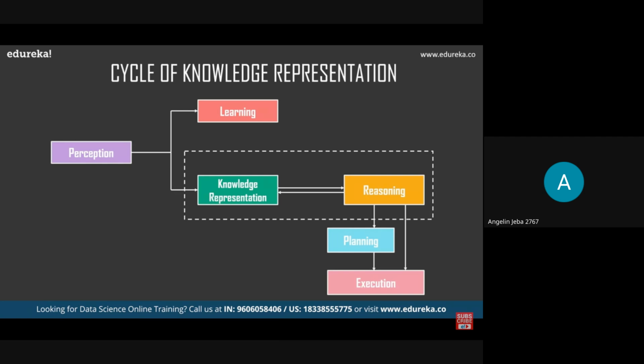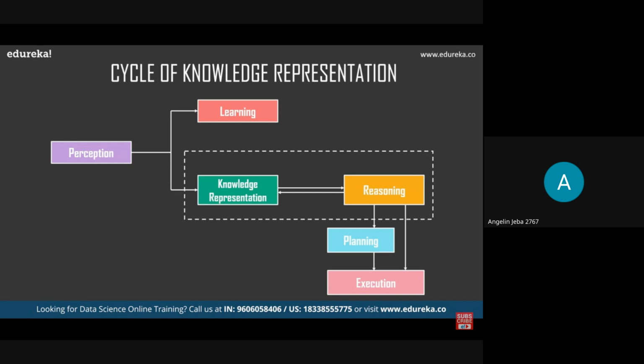Also, it defines how automated reasoning procedures can make this knowledge available as needed. And finally, we have the planning and execution. Now, these components depend on the analysis of knowledge representation and reasoning. Here, planning includes giving an initial state, finding their preconditions and effects, and a sequence of actions to achieve a state in which a particular goal holds. Now, once the planning is completed, the final stage is the execution of the entire process.